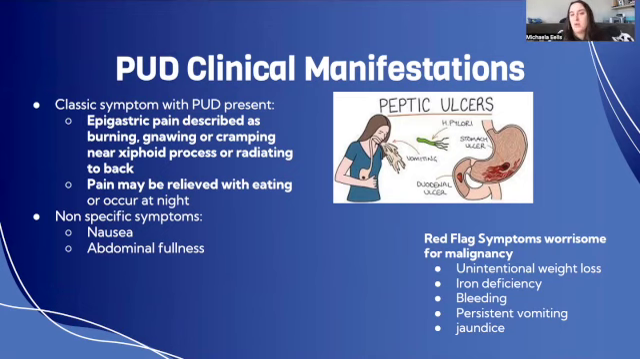Red flag symptoms that are worrisome for malignancy are unintentional weight loss, iron deficiency, bleeding, persistent vomiting, jaundice, and those are some red flags for gastric cancers. Again, that picture just shows some common symptoms with the two ulcers there as well.